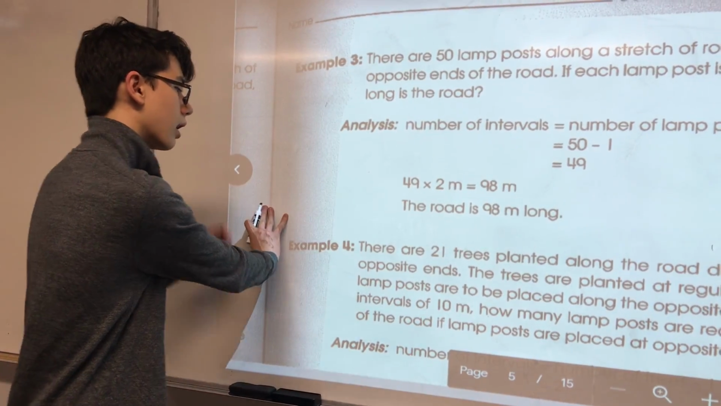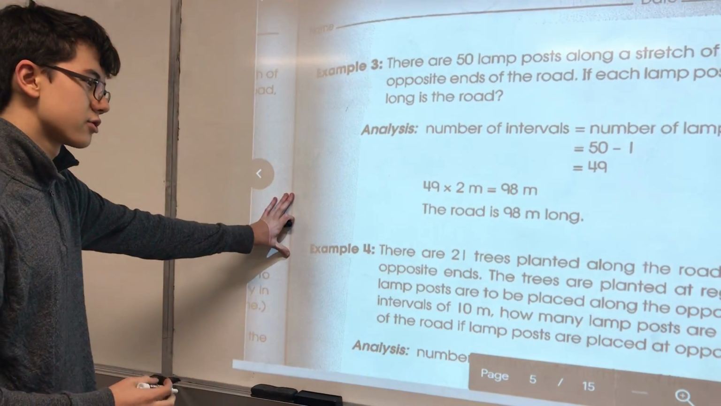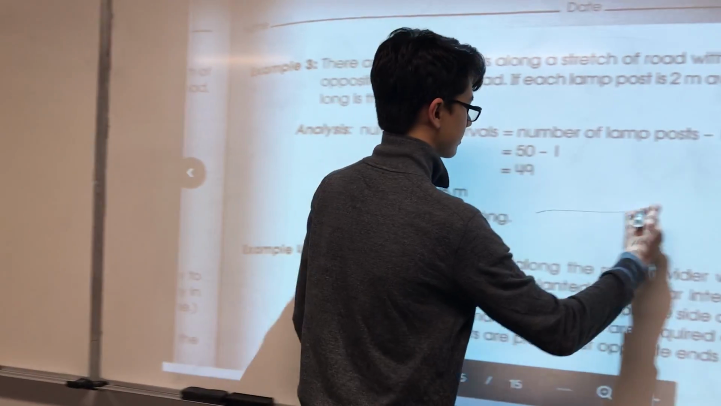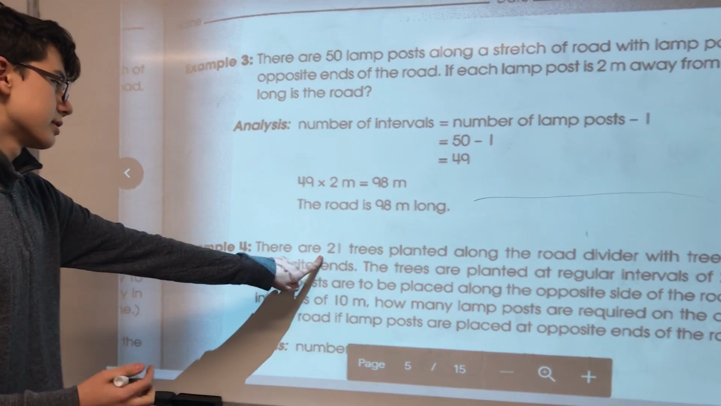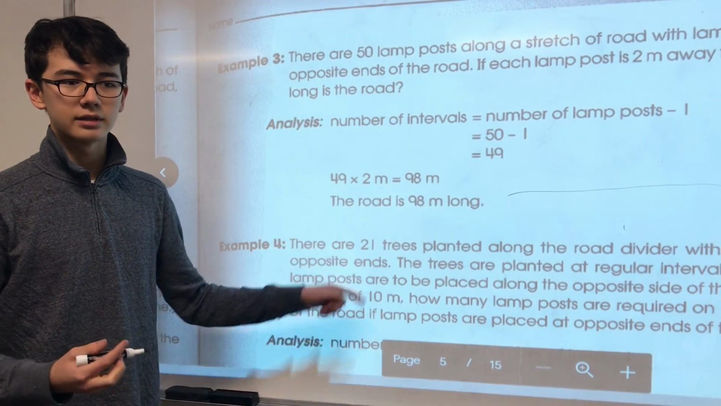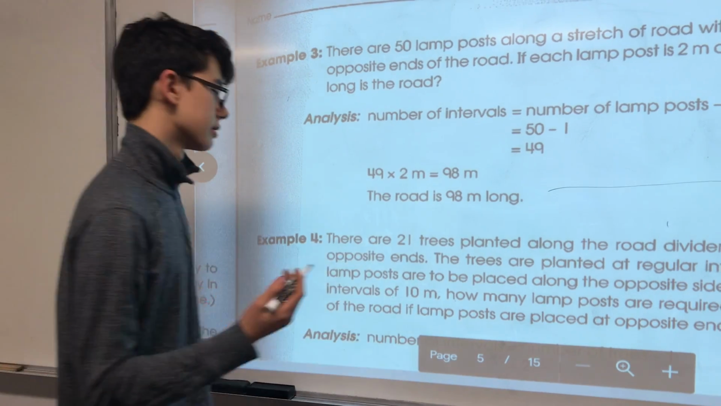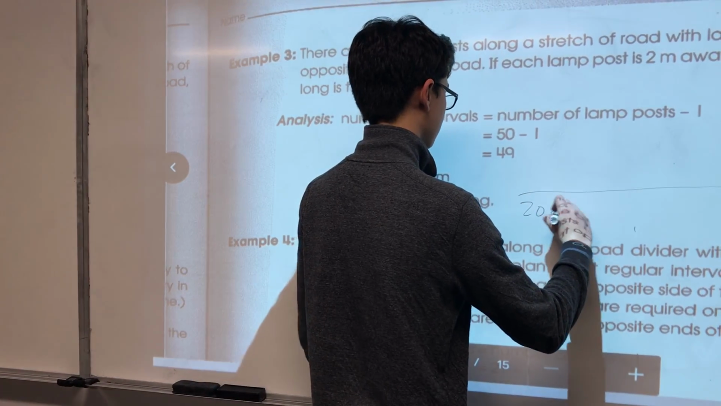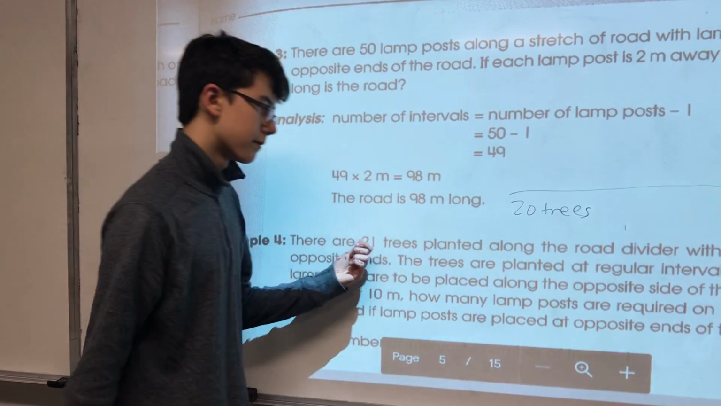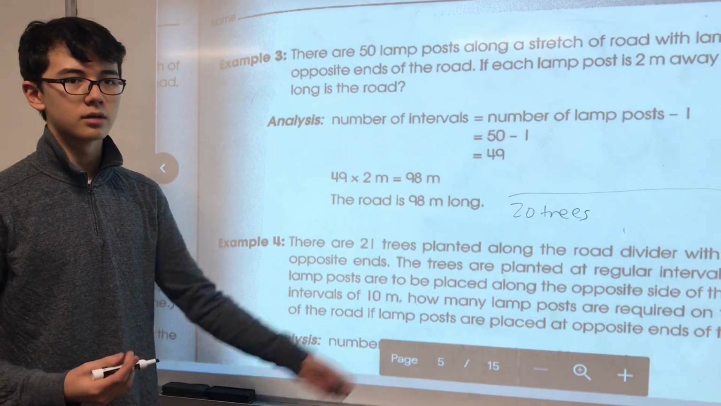Okay, so what it's saying is we have 21 trees along this road, right? So if you have 21 trees, how many intervals are there if they're on both sides? Yeah, so we do 21 minus 1, so we have 20 intervals. Now if they're spaced 2 meters apart, what's the length of the road?